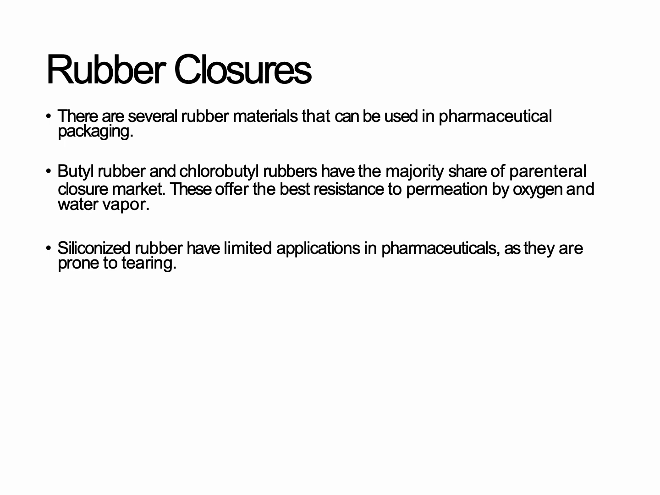Now, continuing with the rubber closure, there are several rubber materials that can be used in pharmaceutical packaging. For example, we can talk about butyl rubber and chlorobutyl rubbers that have the majority share of the parenteral closure market. Now we also have siliconized rubber that has limited applications in pharmaceuticals as it is prone to tearing.